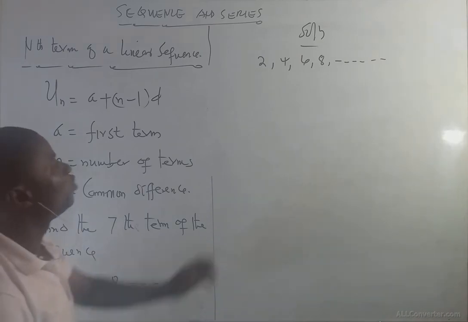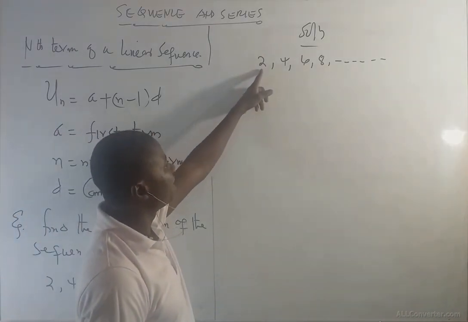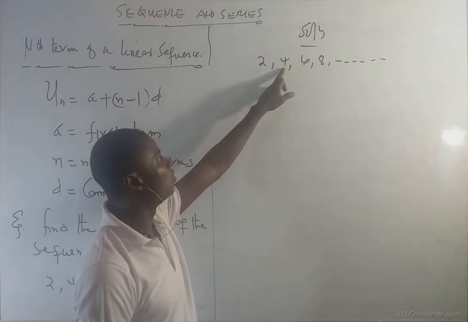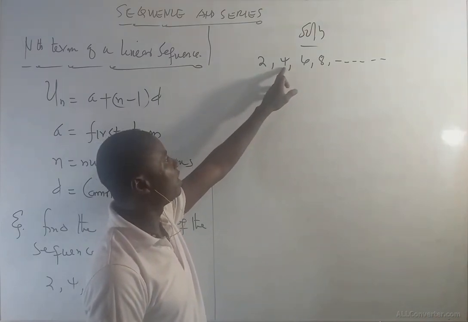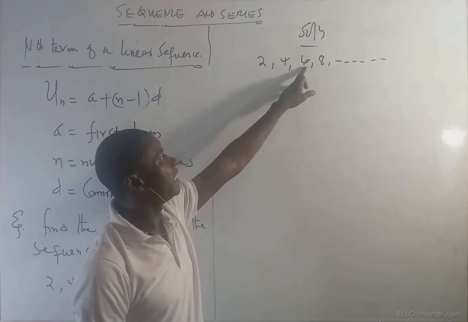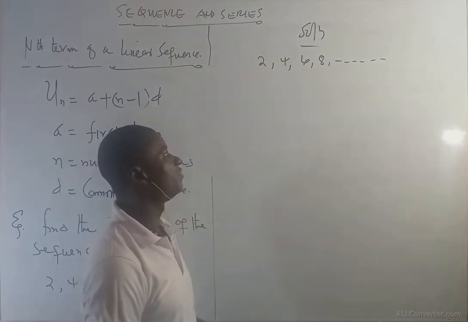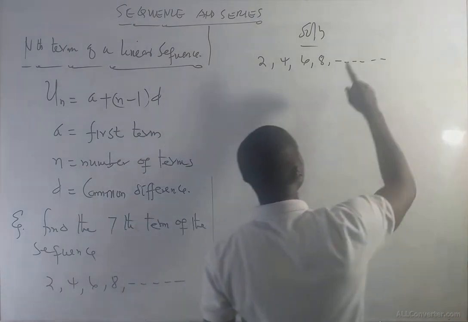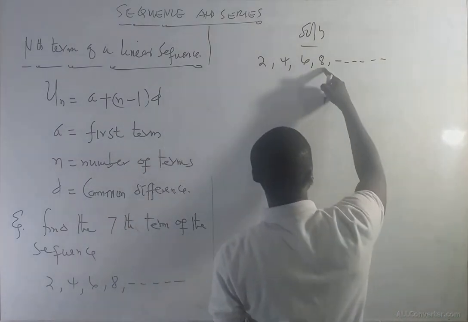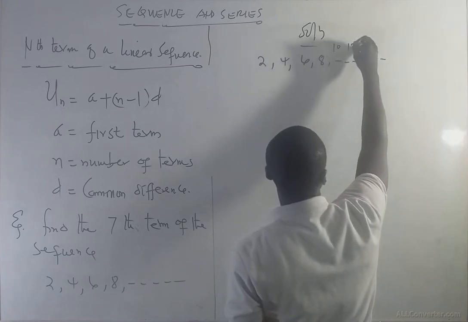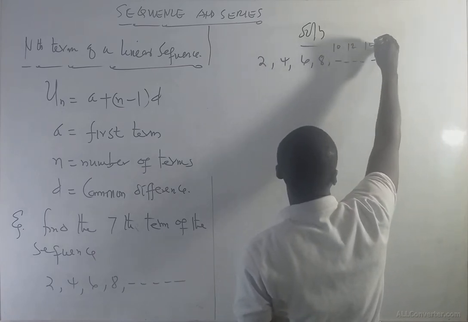When you look at this, you realize that it has the same common difference. The difference between the first element and the second element is 2. The difference between the second and the third is 2, and between the third and the fourth is 2. So it has the same common difference. If you are trying to get the other terms, when you add 2 to 8, you get 10. Add 2, you get 12. Add 2, you get 14.